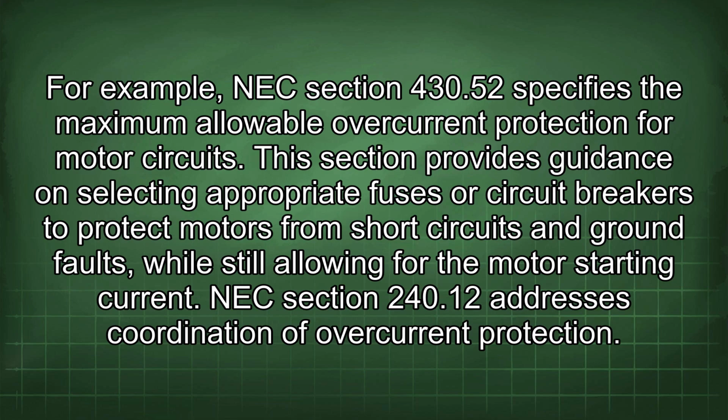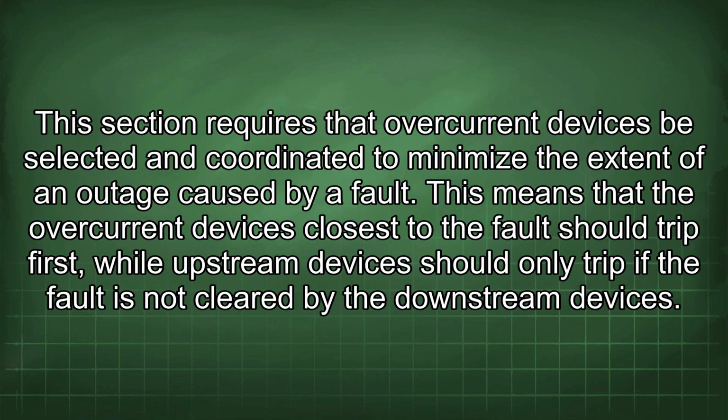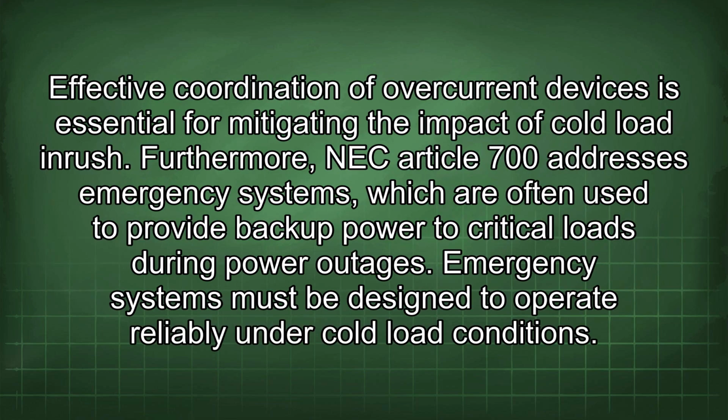NEC Section 240.12 addresses coordination of overcurrent protection. This section requires that overcurrent devices be selected and coordinated to minimize the extent of an outage caused by a fault. This means that the overcurrent devices closest to the fault should trip first, while upstream devices should only trip if the fault is not cleared by the downstream devices. Effective coordination of overcurrent devices is essential for mitigating the impact of cold load inrush.